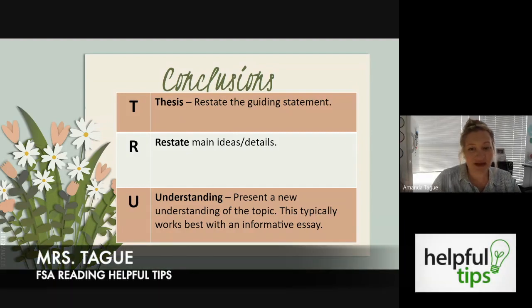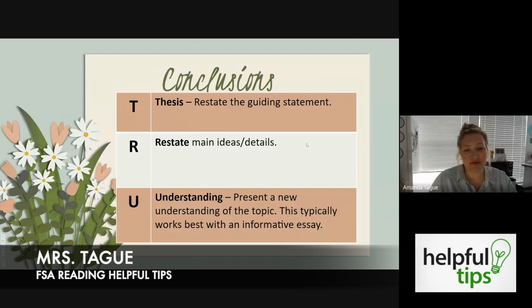Hi guys, my name is Mrs. Tague. I'm a 10th grade English and HGP teacher here at Santa Lucia, and today I'm going to be showing you how to write a conclusion for your FSA style test coming up this month, in April. When writing a conclusion, you can use the acronym TRUE or TRE, depending on the type of essay you're writing. A lot of us have been working on an informational essay about the advantages and disadvantages of paying college student athletes. Therefore, we would use TRUE to write our conclusion.